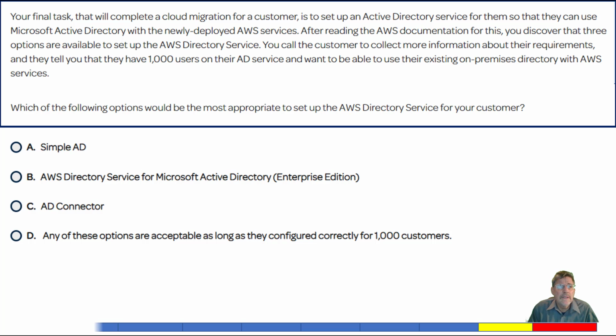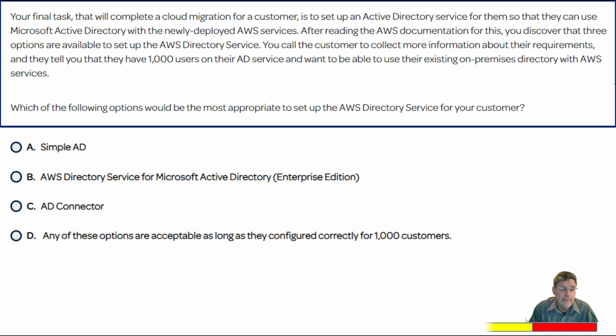Your final task will complete a cloud migration for a customer. You set up AD, and it's a newly employed situation. You have 1,000 users. What do you use? Simple AD, AWS Directory Service, AD Connector, or any of these? Well, Simple AD is not for 1,000 users. AWS Directory Service is not going to be able to connect you to your home directory. One of the requirements there was getting back to your original AD. And if you want to get back to your original AD, there's only one of these that makes a lot of sense, and that would be C, AD Connector.